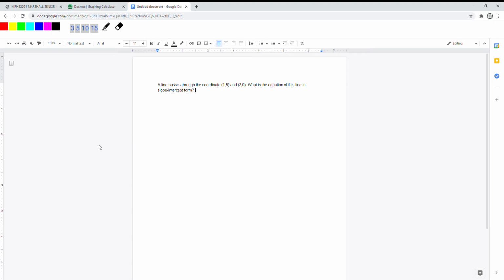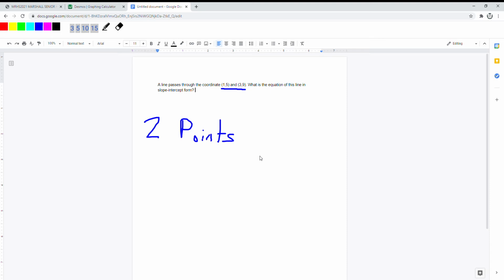A line passes through the coordinates (1, 5) and (3, 9). What is the equation of this line in slope-intercept form? It's kind of a tough one, because we're not given a whole lot of information here, right? The only thing we are given are these points, two coordinates that the line passes through. I'm going to write that down. We are given 2 points.